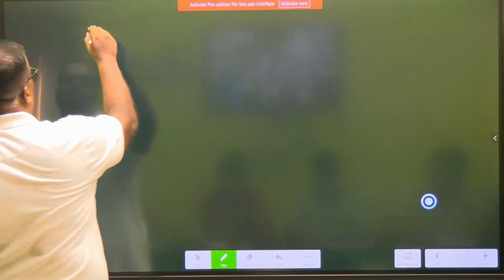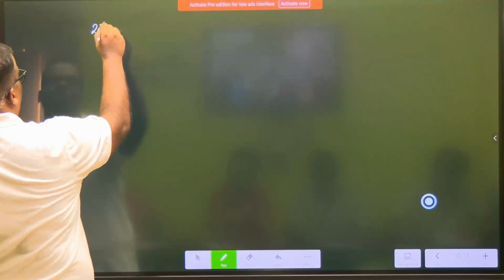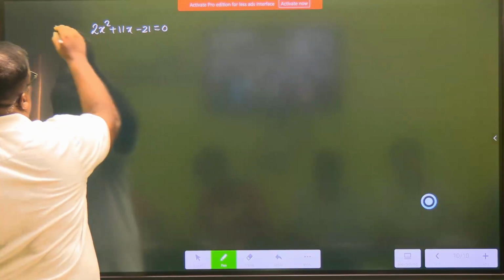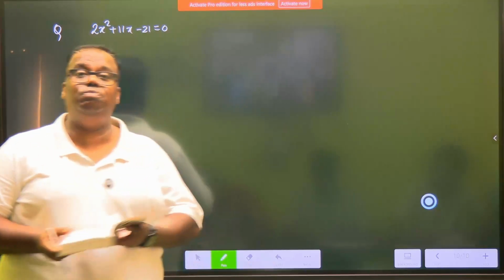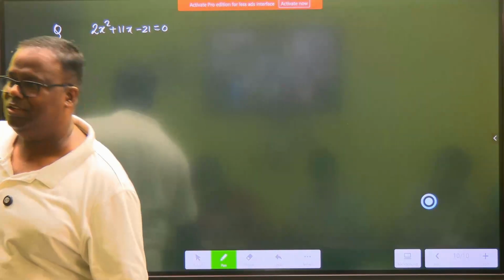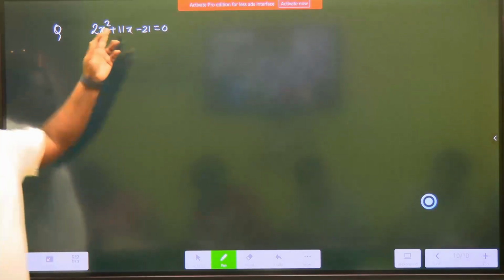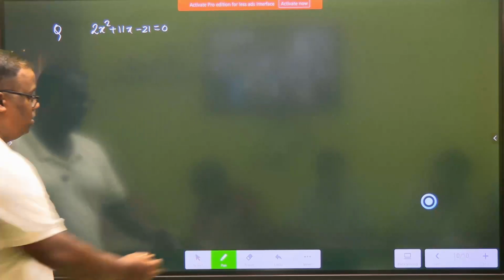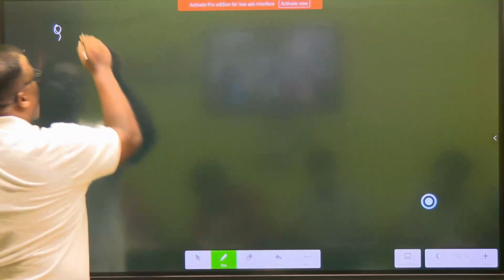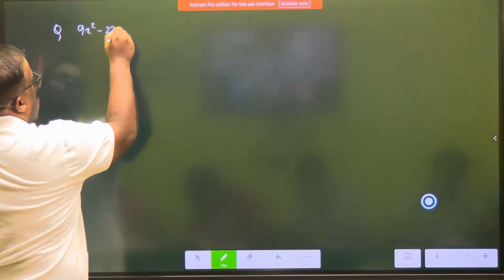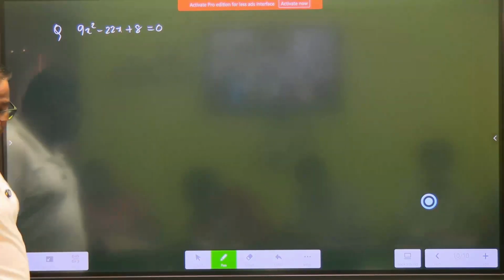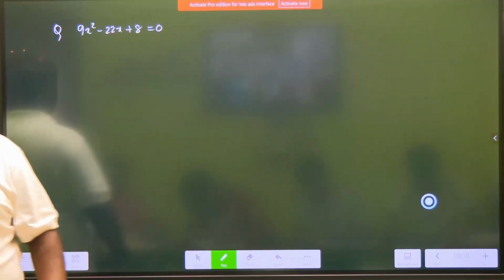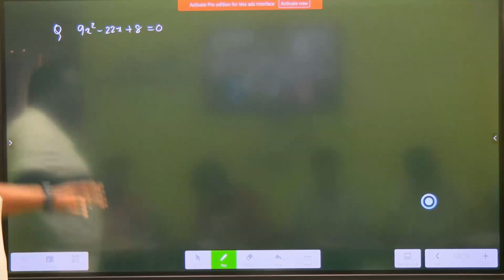So let's make it a little bit more complicated now. 2x square plus 11x minus 21 equal to 0. This is a question: solve it by the method of completing the square, not by factorization. So what is the sign of, oh no, not this. Here we'll take a minus 1. Not this, not this. Let's take a minus 1: 9x square minus 22x plus 8 is equal to 0. This is having a minus. What should you aim at? a minus b whole square.